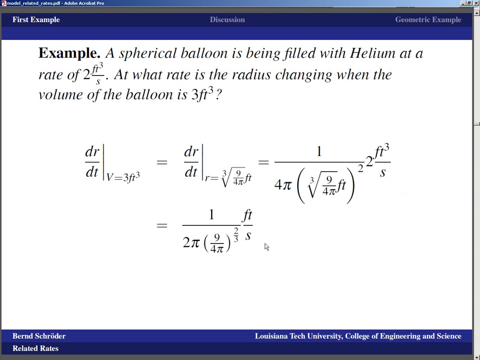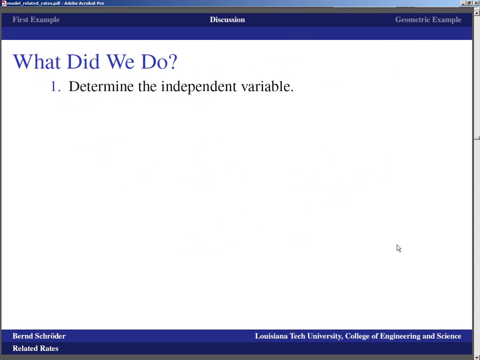Much more importantly, the square feet in the bottom cancel with the cubic feet on the top, and so we end up with feet per second, which is what its rate of change for the radius should be. And then we also get a number. It's 0.1988. That's just a number. All right, so what did we do here?